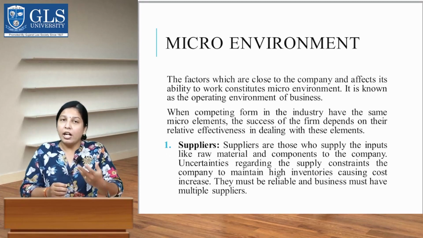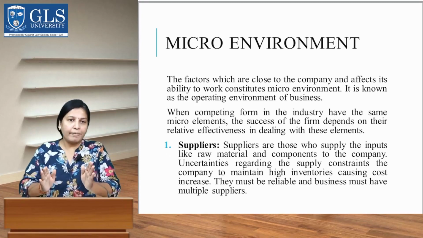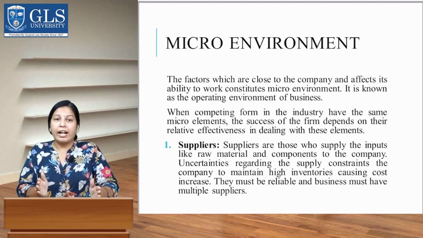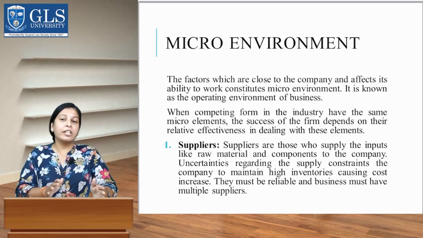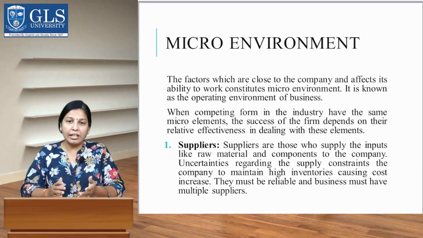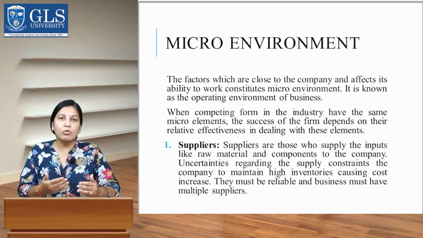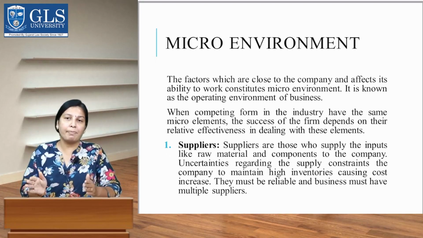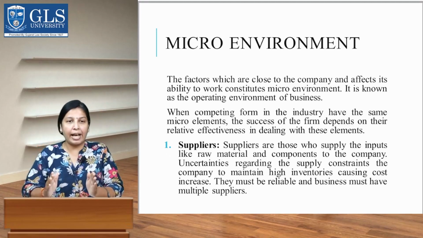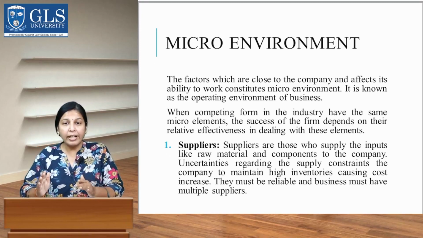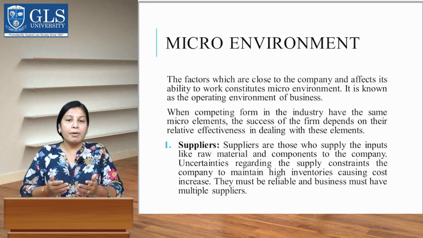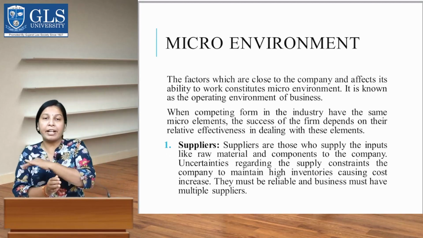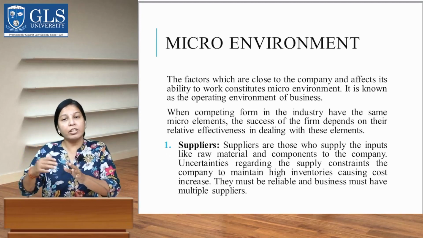Now there are uncertainties in life, okay, हमारी life में भी uncertainties होती हैं, so same as that, there are uncertainties regarding supply constraints that cause the company to maintain high inventories, causing cost increase. Means businessmen have to put in many suppliers, उनको एक ही supplier से contact नहीं रखना है, they have to have many suppliers, right? And they must be reliable, and a business must have multiple suppliers, means we can say that if they are connected with multiple suppliers, then whenever uncertainties are there, they have other options also.